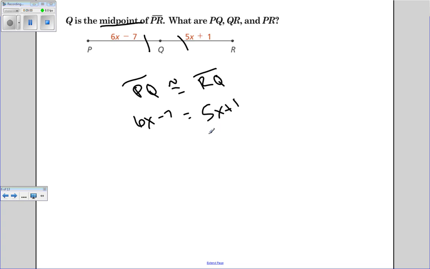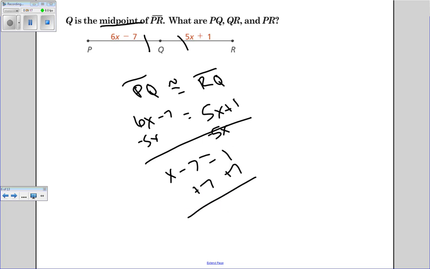So what I need to do is get my x's on the same side. I'm going to subtract 5x from both sides. And I get x minus 7 equals 1. Next up, add 7 to both sides, and x equals 8. Now, I just have to substitute back in. I need to know 6 times 8 minus 7. Well, 6 times 8 is 48, minus 7 is 41. So PQ is 41.